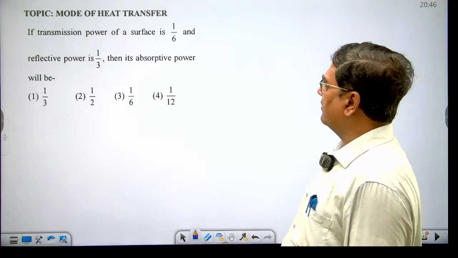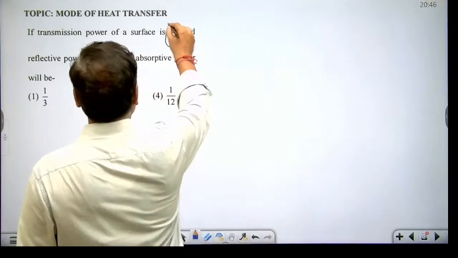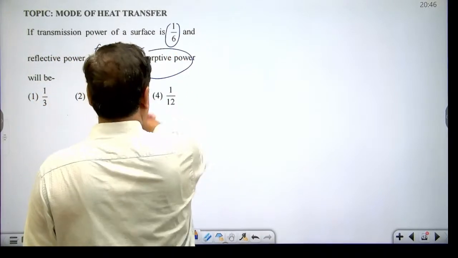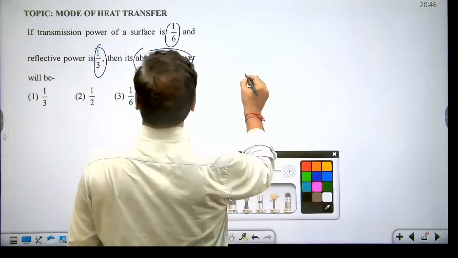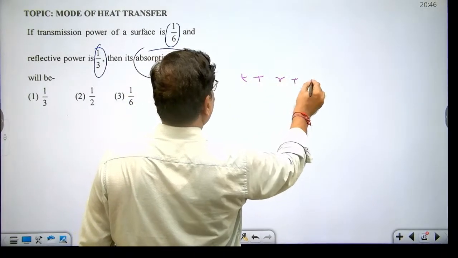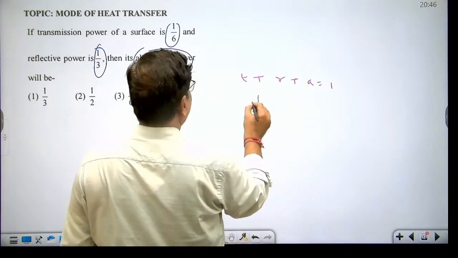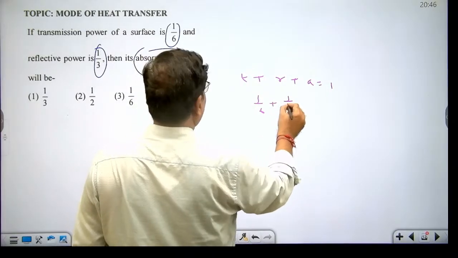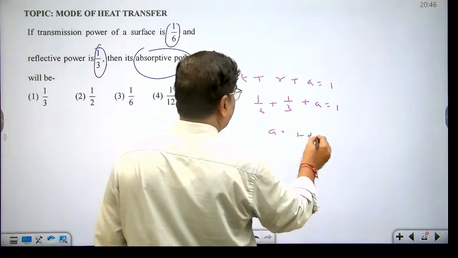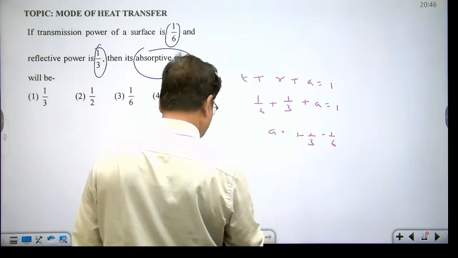If transmission power of a surface is 1 by 6 and reflective power is 1 by 3, then its absorptive power will be? We know that T plus R plus A remains equal to 1. So this is 1 by 6, this is 1 by 3, plus A equals 1. So A equals what? 1 minus 1 by 3 minus 1 by 6.